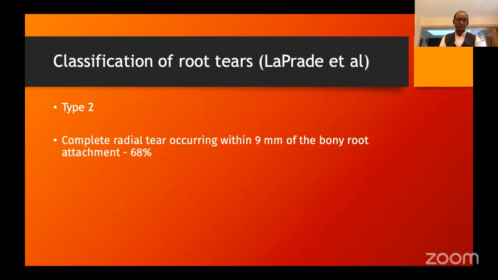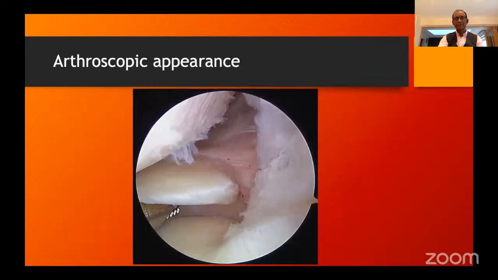This is the big one. The complete radial tear of the meniscus within 9 or 10 millimeters of the bony root. That is the main one. And again, I'll go back to the picture. This is the most common one. 68% of the patients have this.